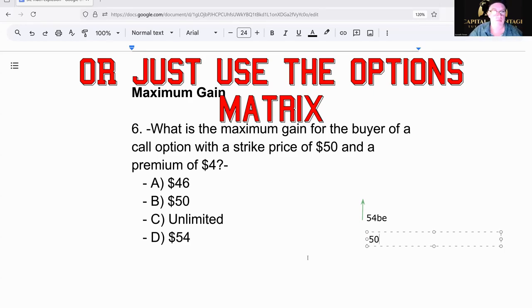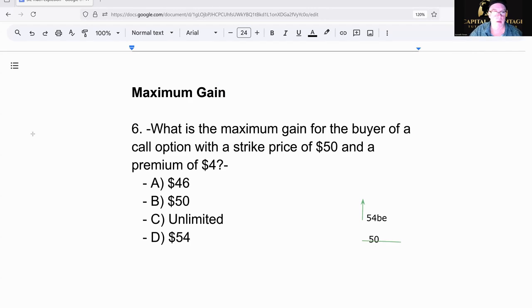So to make this easy, going up, I have no limit to how much I can make, so I have unlimited gain potential. I can only lose the 4 here. The difference between the break even and the strike. The strike limits my gain or loss.